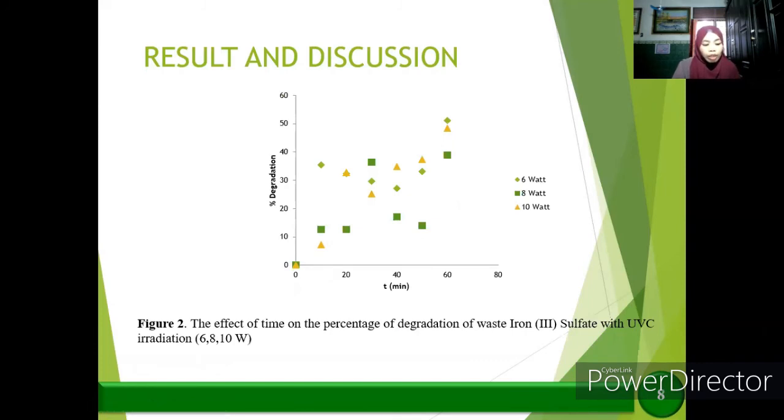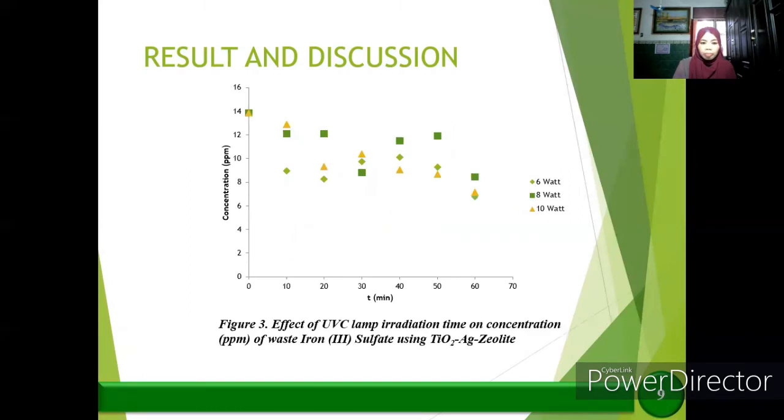And figure 2 shows the result of photocatalyst activity with UVC lamp irradiation of 6, 8, and 10 watt. It produced the highest percentage of degradation in waste iron sulfate with UVC 6 watt at 60 minutes. The degradation process of iron sulfate waste increased until it reached the highest at 60 minutes, thus proving that the photodegradation process occurs over time.